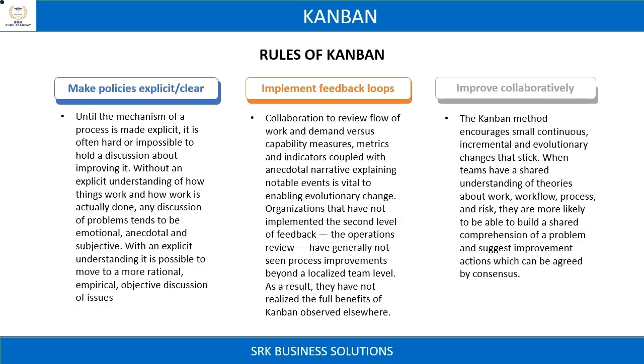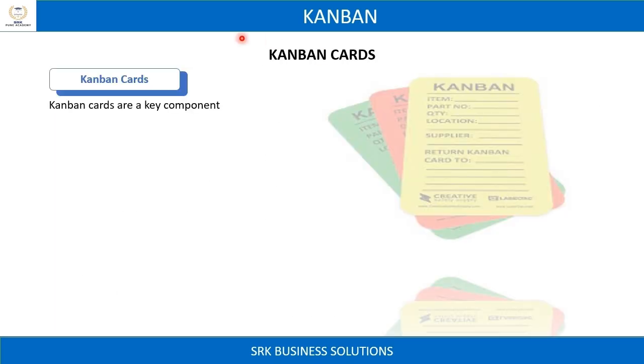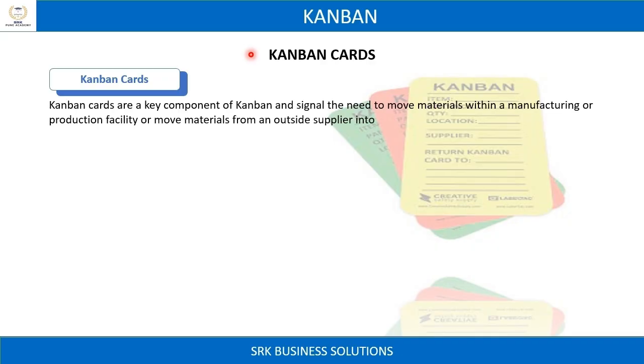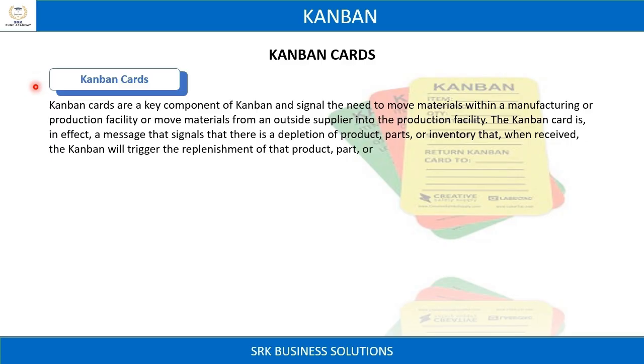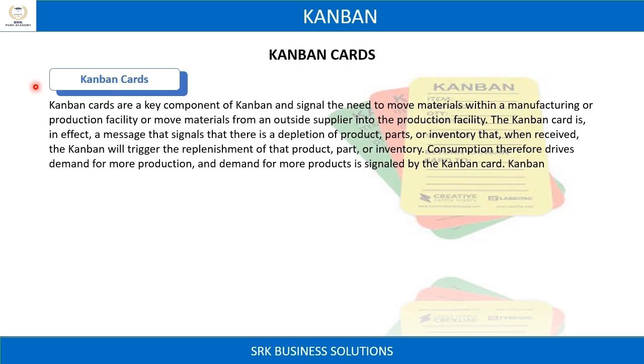Now we will see about Kanban cards. Kanban cards are a key component of Kanban and signal the need to move materials within a manufacturing or production facility or move materials from an outside supplier into the production facility. The Kanban card is in effect a message or signal that there is a depletion of product, parts, or inventory that, when received, will trigger the replenishment of that product, part, or inventory. Kanban cards therefore help create a demand-driven system.